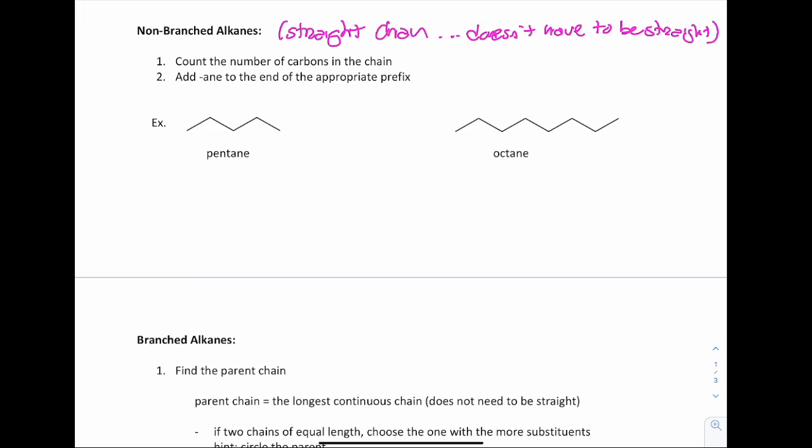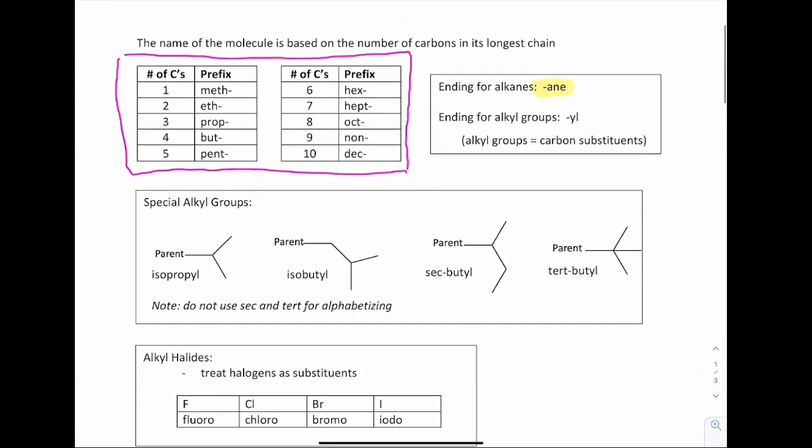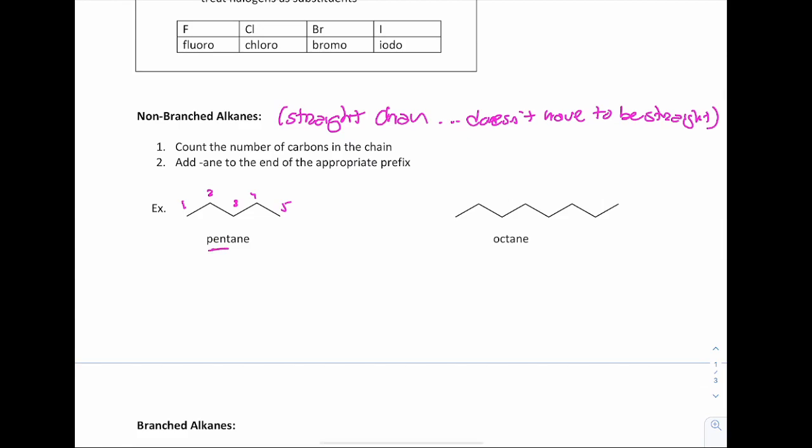So if I look at this first one here, I have 5 carbons, 1, 2, 3, 4, 5. If we go back up to that table, 5 is pent. It's an alkane, so it ends in A-N-E. So pentane, right? We just take the number of carbons, we take the corresponding prefix, and we throw the appropriate ending at the end. This has 8 carbons, 1, 2, 3, 4, 5, 6, 7, 8. 8 is oct. We throw ane at the end of it because it's an alkane, so octane.